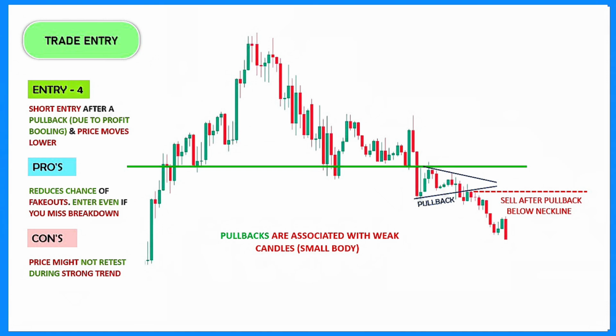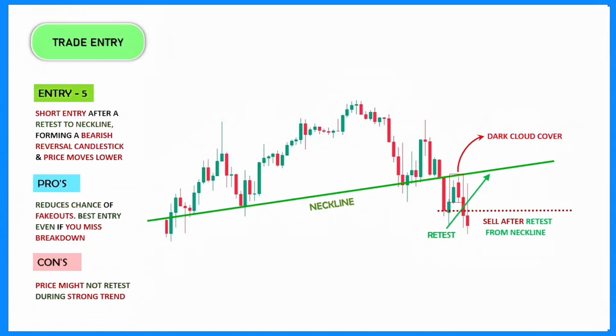As I mentioned earlier, the best pullbacks are those that have a shallow retracement with small-bodied candles, because they indicate a weak correction and strong selling pressure. But what if we get a steeper pullback with large-bodied candles? What do we do then? In that case, when the pullback is deep, we wait for the price to retest the neckline, or the previous support-turned-resistance level, following the principle of polarity.